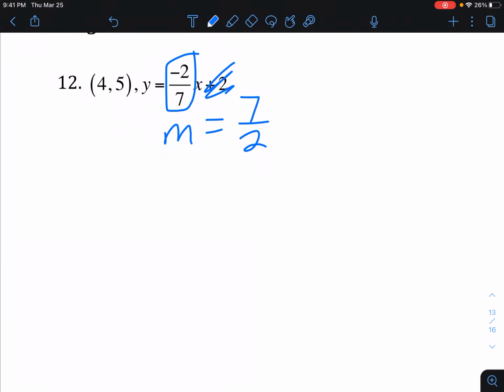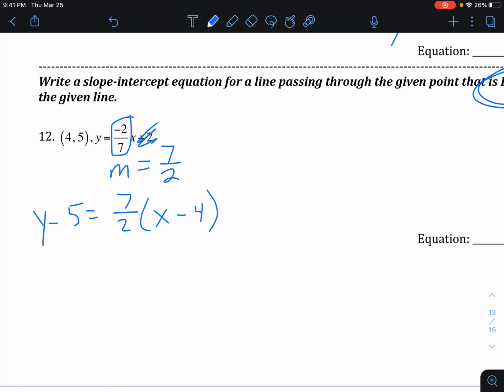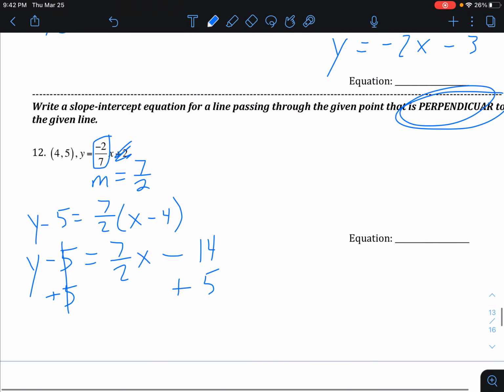So now I'm going to go into my point slope, y minus y1 equals m, parentheses x minus x1. And now I'm going to convert it to slope-intercept. Distribute the parentheses. And then 7 times 4 is 28, divided by 2 is 14. And then add 5. And we have our equation, y equals 7/2 x minus 9.